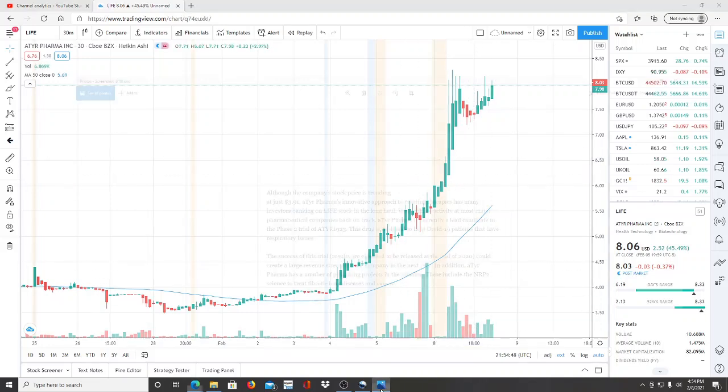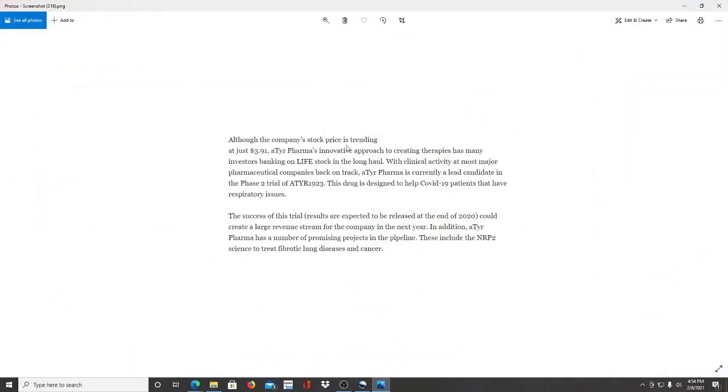So let's see here. Although the company stock price is trending at just $3.91, which is where it was at before the 4th, this is an innovative approach to creating therapies, has many investors banking on life, right, in the long haul. So they're saying that this isn't just a speculation short term. There could be some long-term opportunity here. Well, we're already seeing the run. We need to see if this is going to cool off or if it's going to continue.